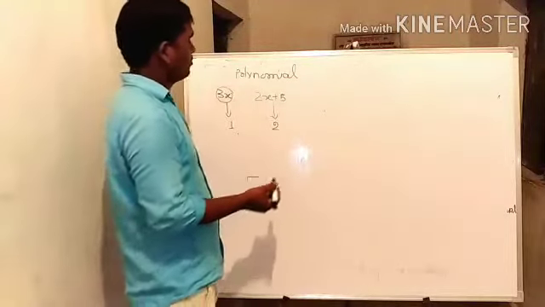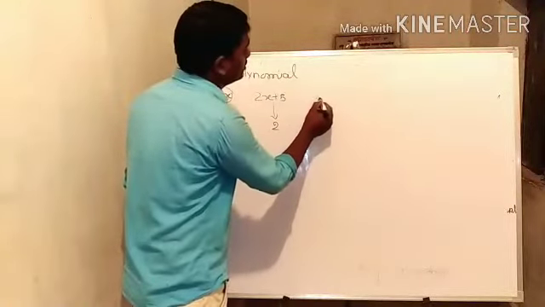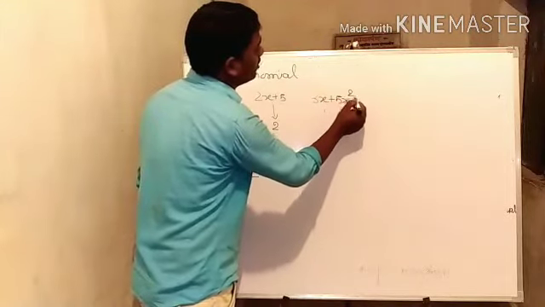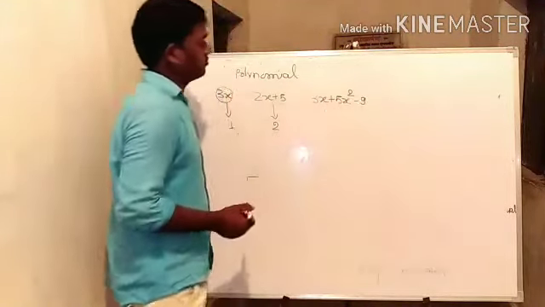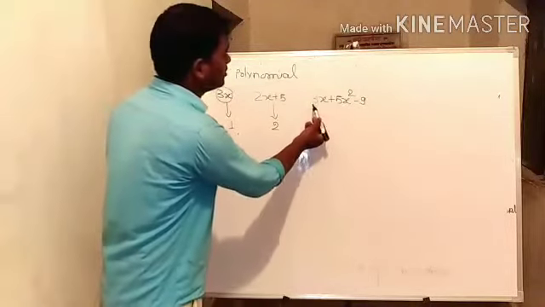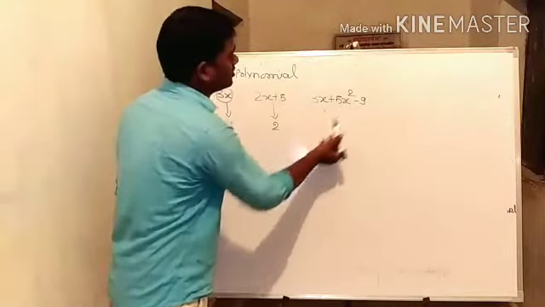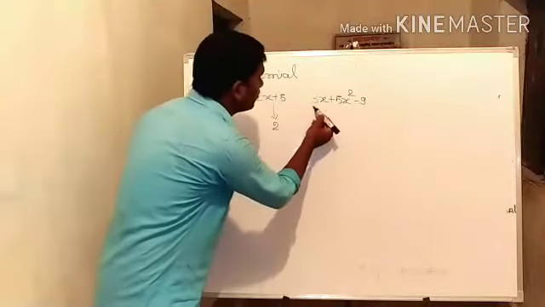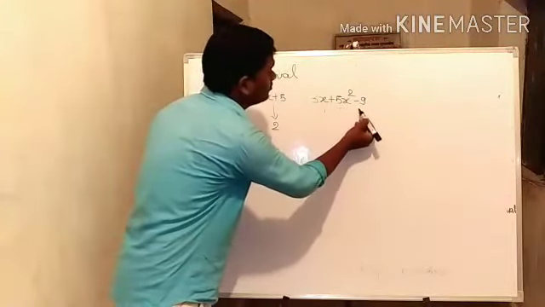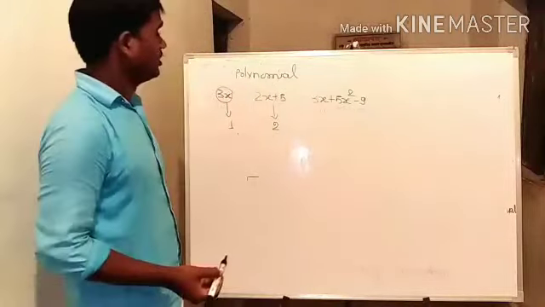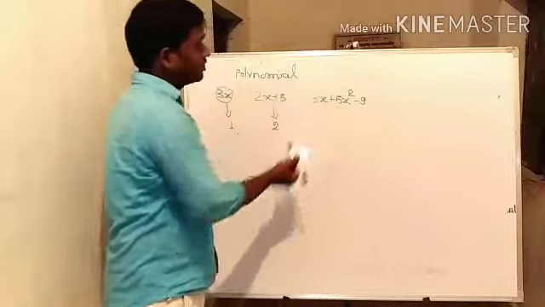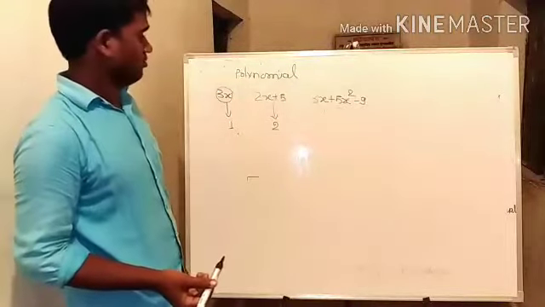Another example of a polynomial, suppose 3x plus 5x square minus 9. In this polynomial, we count the number of terms. First term, second term, third term. This polynomial has 3 terms, so this type of polynomial is known as trinomial.